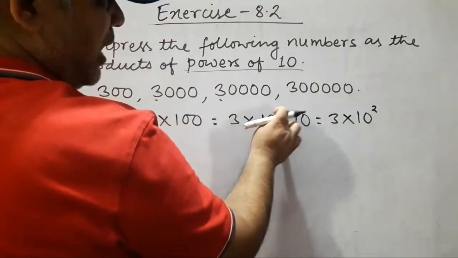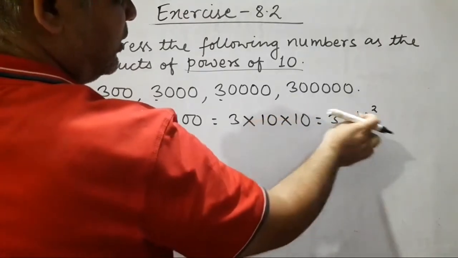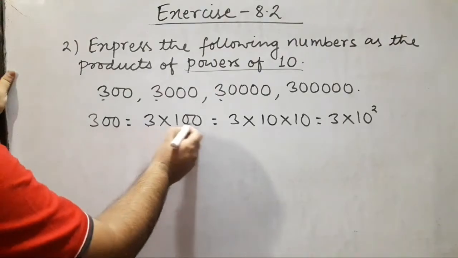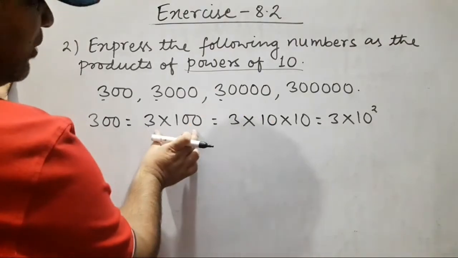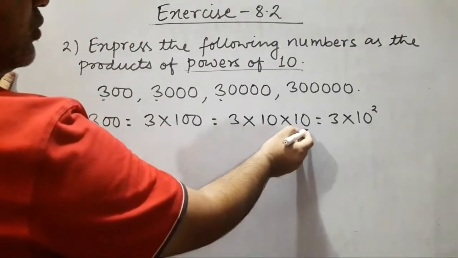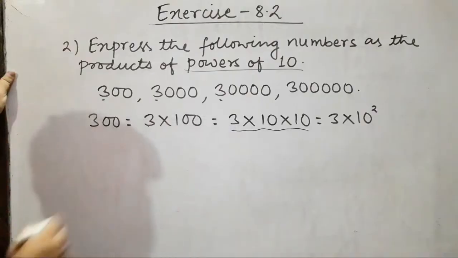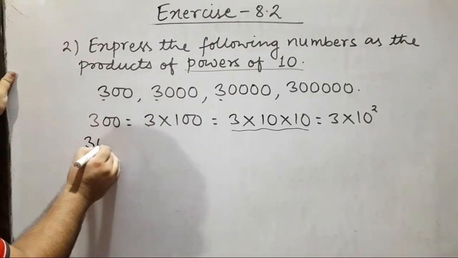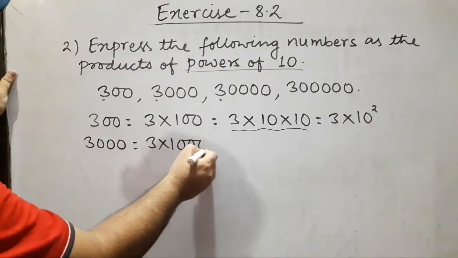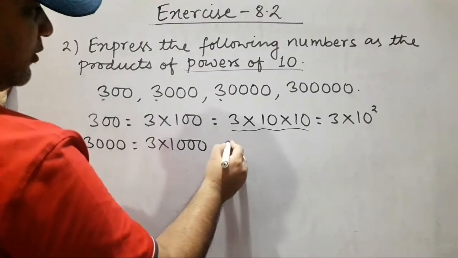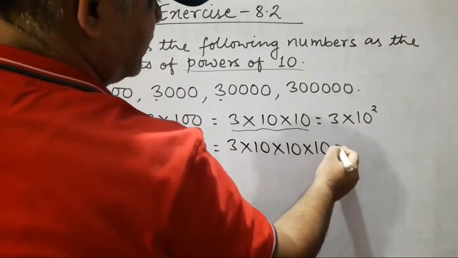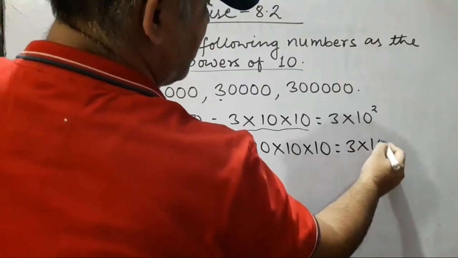Same base, powers are added, 1 plus 1, 10 power 2. Or you can simply write down 3 into 100 directly. From here, directly you can write down 3 into 10 power 2. If you don't write, you can omit this part. Let's see this. 3000. It can be written as 3 into 1000. So 3 into 10 into 10 into 10. 3 into 10 power 3.